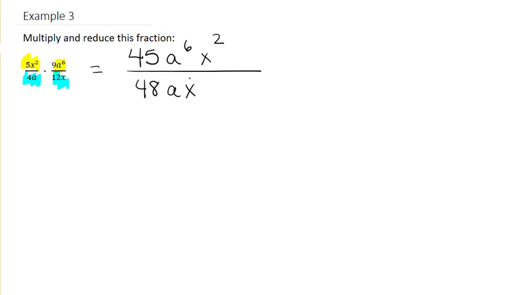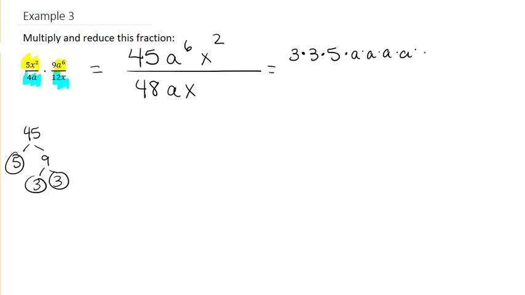And then what we need to do is break these into their prime factorization so we can then divide out common factors. So 45 can become 5 and 9. 5 is a prime number. 9 could be broken down into 3 and 3. So we get on the top 3 times 3 times 5 times a times a times a times a, as we have a to the 6, and then we have 2 x's.